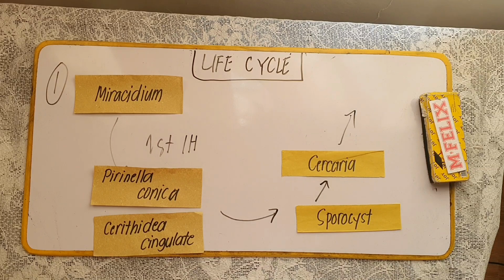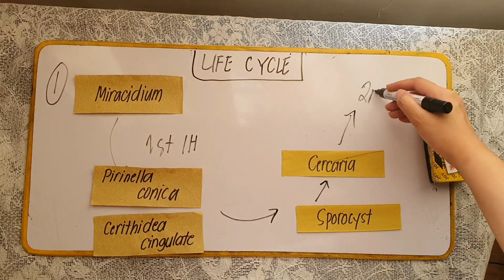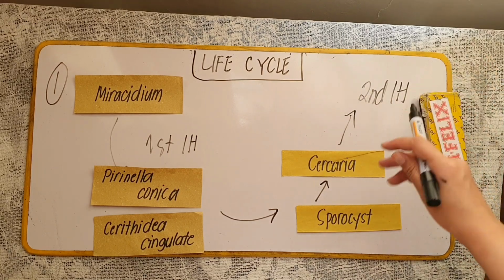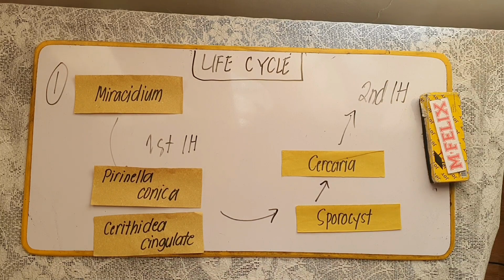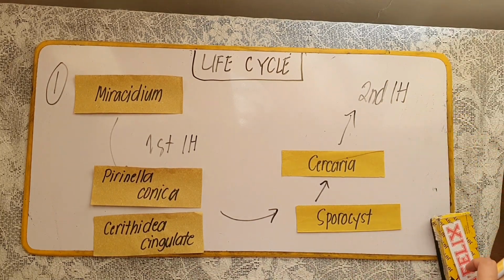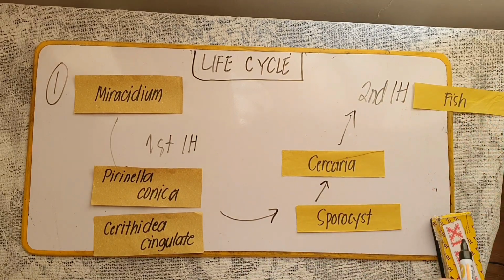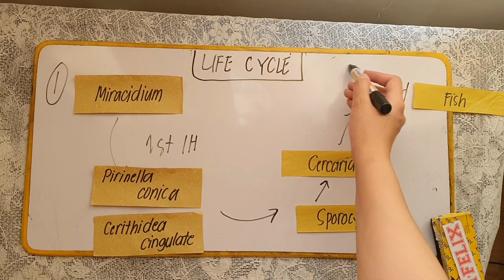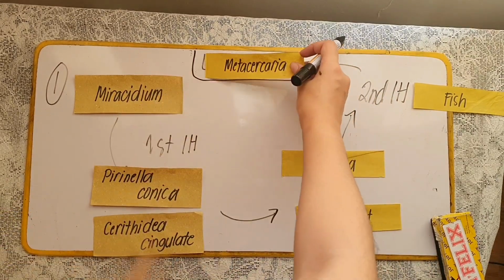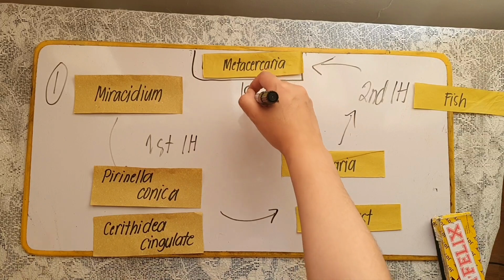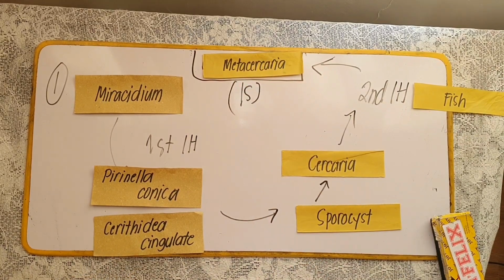It will undergo encystation once na makapasok na yan sa second intermediate host natin. This time, ang second intermediate host ng ating Heterophyes fluke would be your freshwater fish. Mag-undergo yan ng encystation dun sa muscle, sa fin, or dun sa gills ng fish natin, transforming now into metacercaria. Now, this time, your metacercaria will be the infective stage for the definitive host.